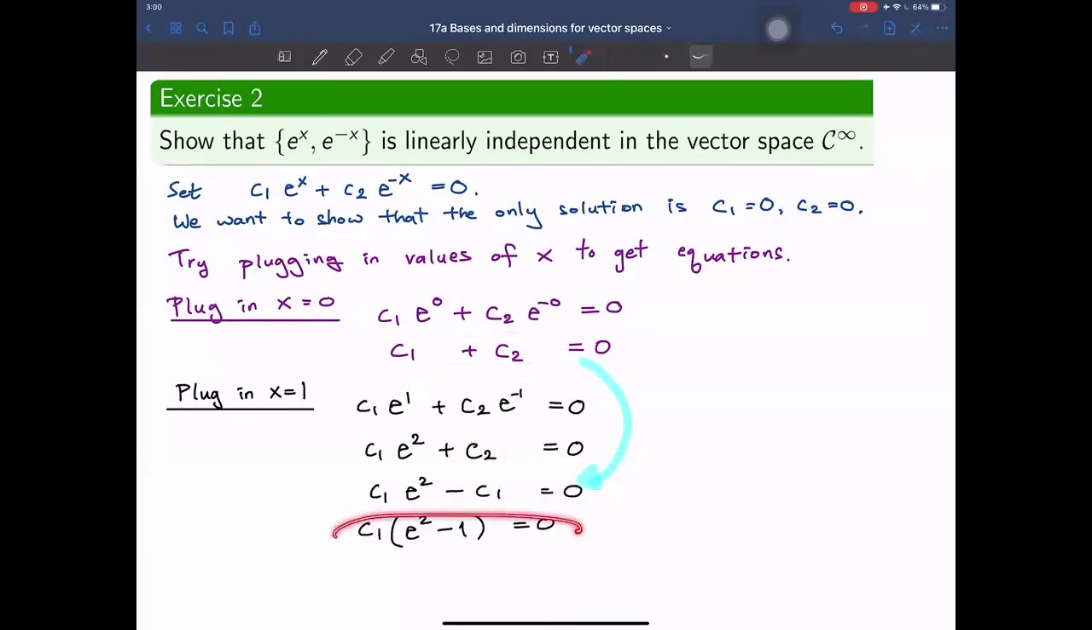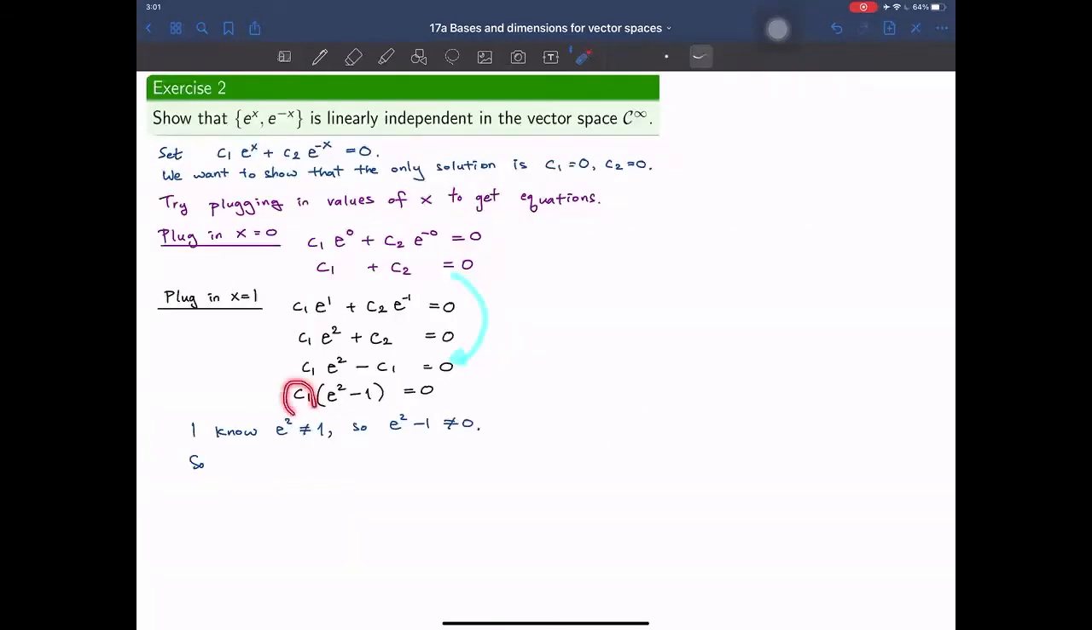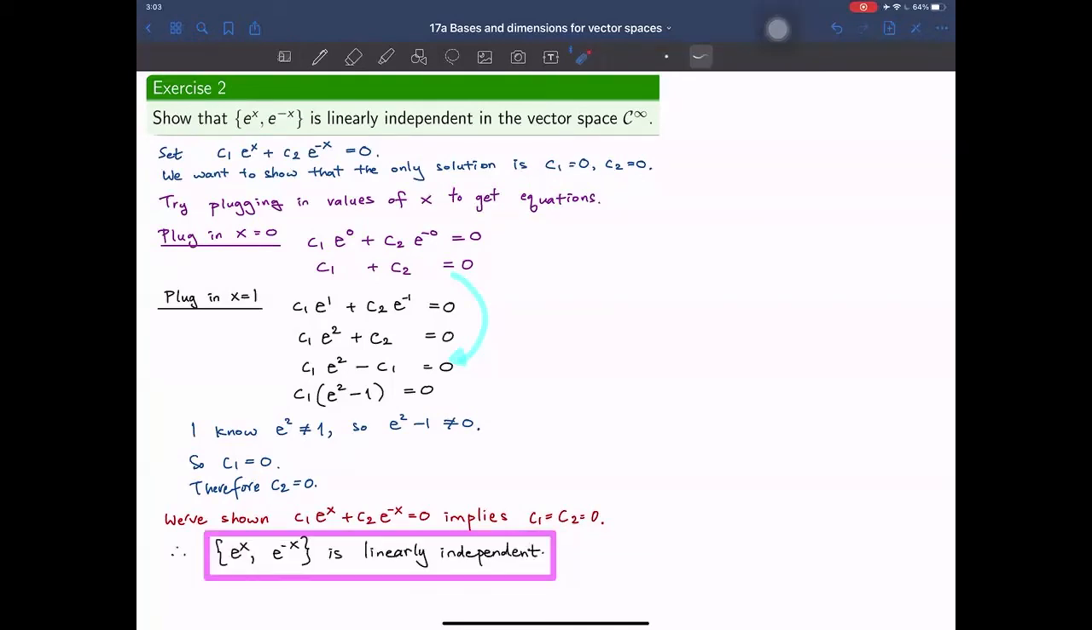So now I've arrived at this equation, but I know that the number e squared is not equal to 1. So this value cannot be 0. So this other factor must be equal to 0. So C1 must be equal to 0. And C2 is equal to negative C1, so C2 is also 0. We've shown that the only solution to this equation is C1, C2 being 0. So our set is linearly independent.